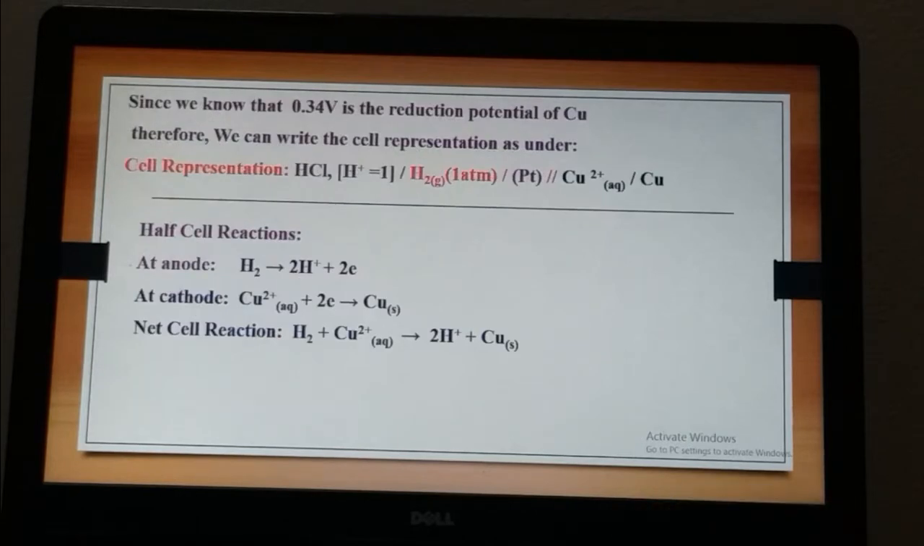Therefore, we can write the cell structure as represented here, taking the SHE on the left hand side and the electrode under test, that is the copper, which we have already determined by the reduction potential of the electrode, on the right hand side. The half cell reactions will be: at anode, the hydrogen will dissociate to produce hydrogen ions with the loss of 2 electrons. These electrons will be accepted at the cathode, and the copper ions in the solution will get reduced at the cathode, and the net cell reaction is also written here. So this is how we can determine the electrode potential of a single electrode using the standard hydrogen electrode.